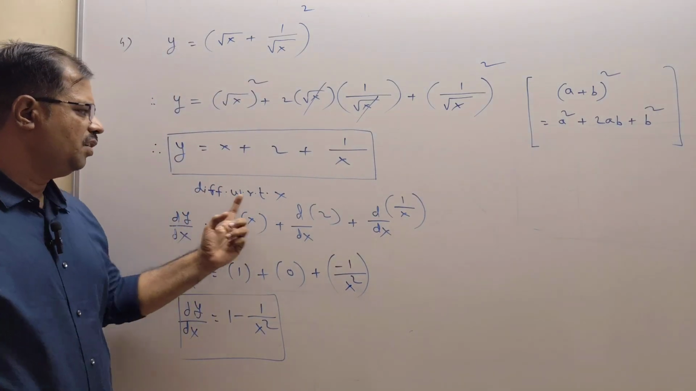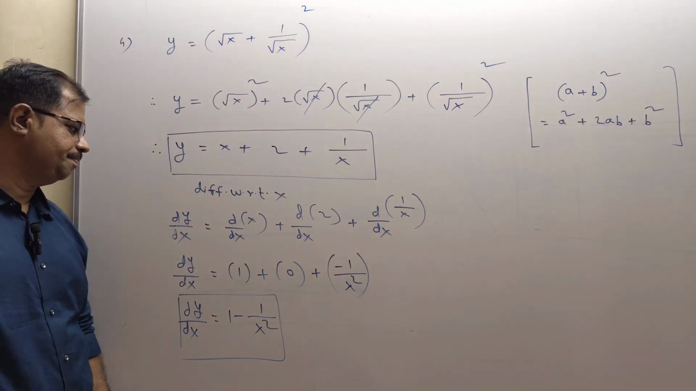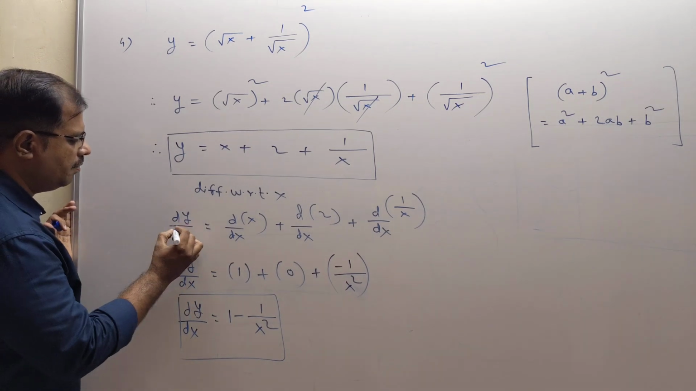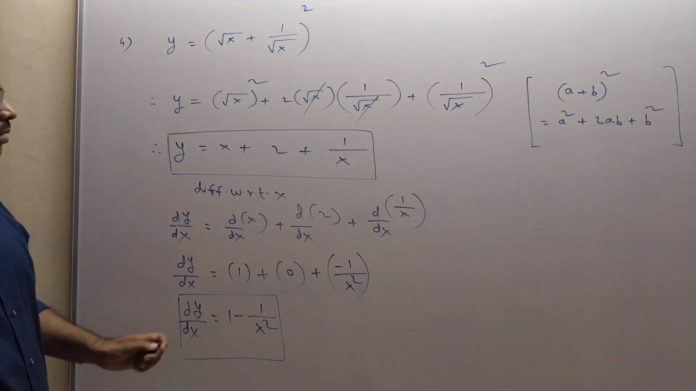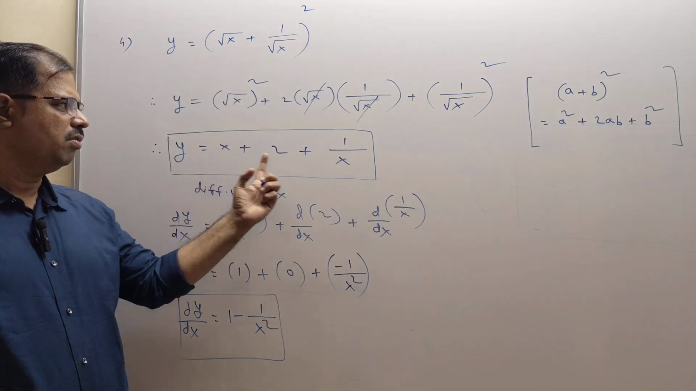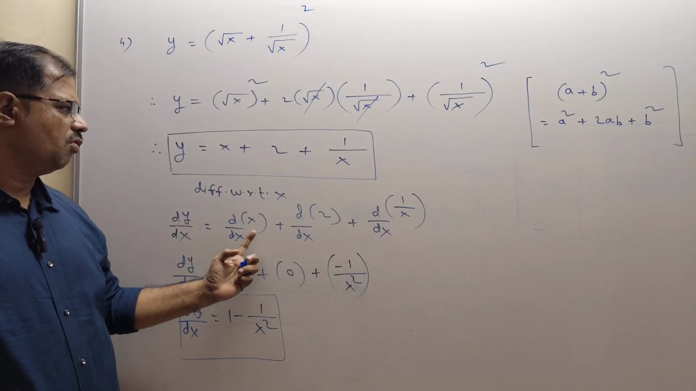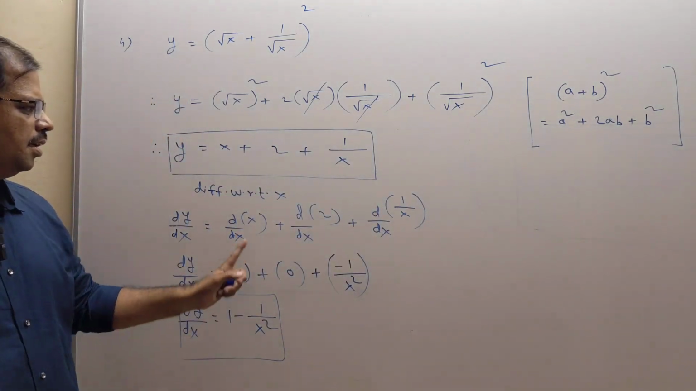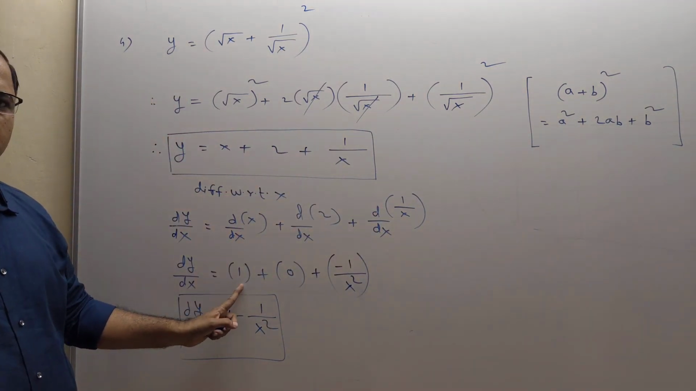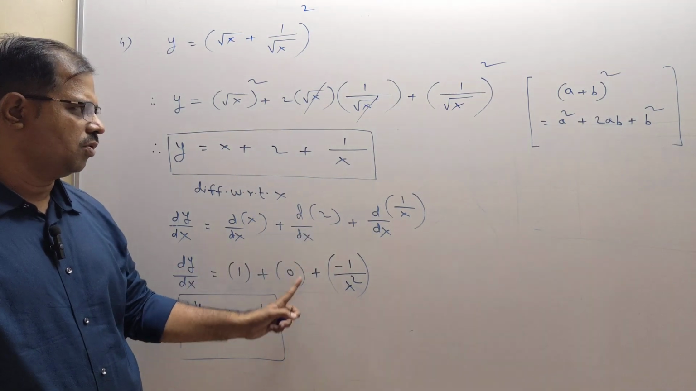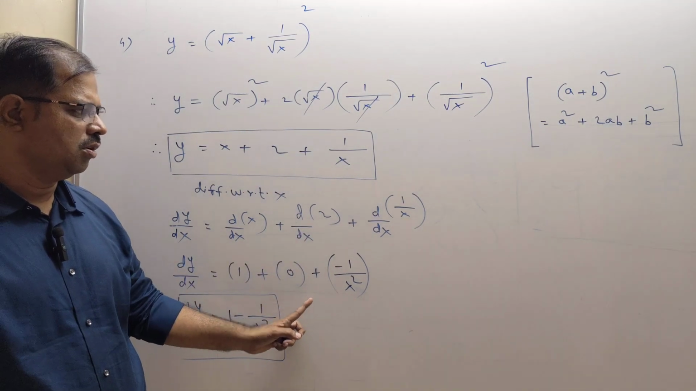Now we differentiate with respect to x. Derivative of y, dy by dx. There is addition between three terms. Derivative is separable. d by dx of x plus d by dx of 2 plus d by dx of 1 upon x. Derivative of x is equal to 1, derivative of constant is equal to 0.